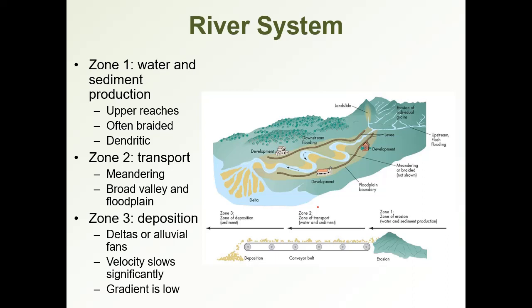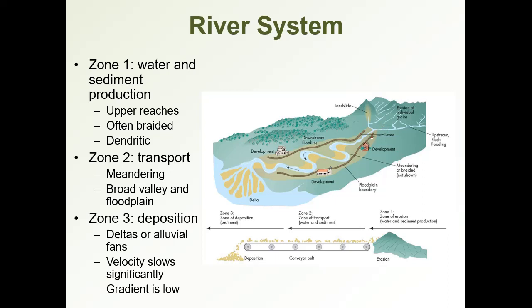This is the upper reaches of the river. This is often a braided pattern. I will show you a braided pattern in a second. This is dendritic in most cases. So we have many tributaries that are coming down to several main streams that will then come down into one ultimate mainstream. Again, this is where we're cutting down. We have steeper gradients, much more energy, so we're eroding and generating our sediment.